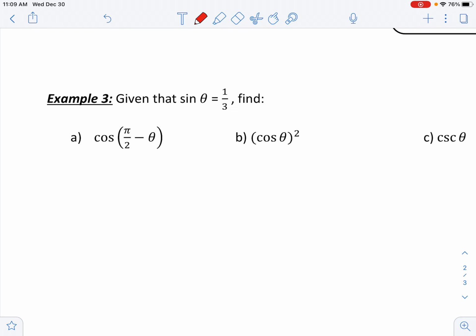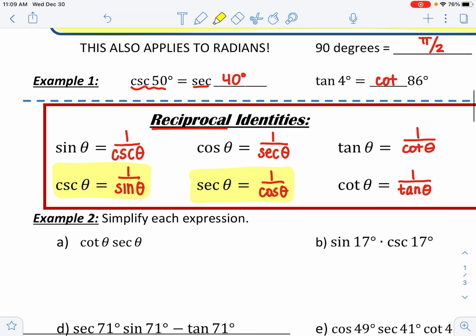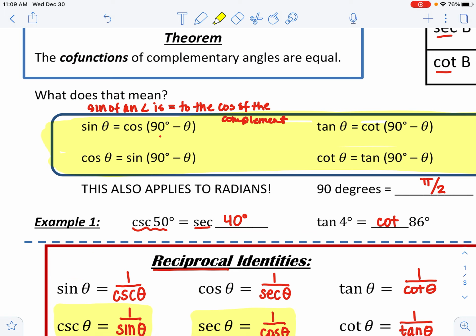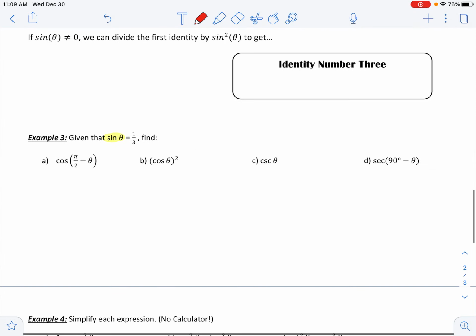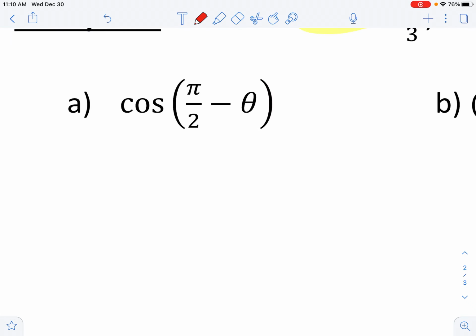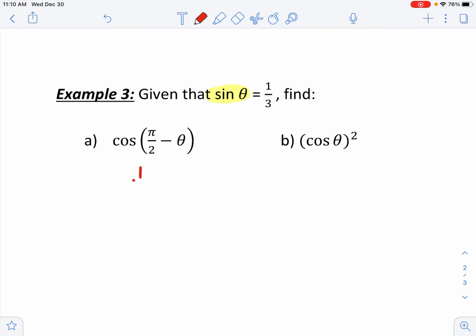Now, I know that sine of theta, if I go back up here, is the same thing as the cosine of 90 minus theta. So I'm asking you, what's the cosine of 90 minus theta, or pi over 2 minus theta? It's the exact same thing as sine. So I'm going to put 1/3. Knowing that the sine of theta is equal to the cosine of 90 minus theta is very helpful here because you know that they have the same exact answer.